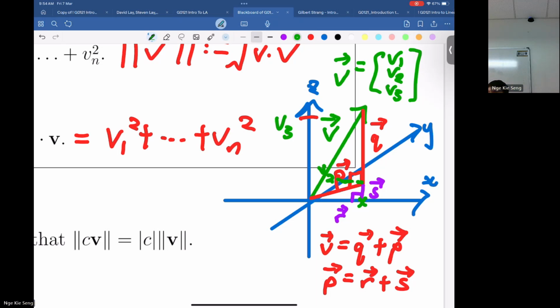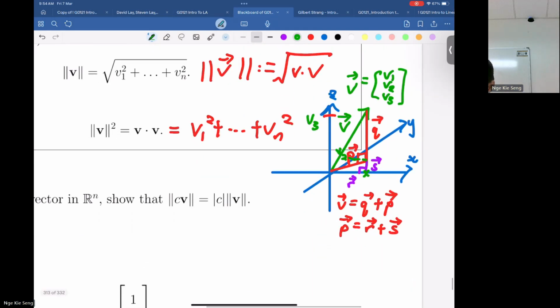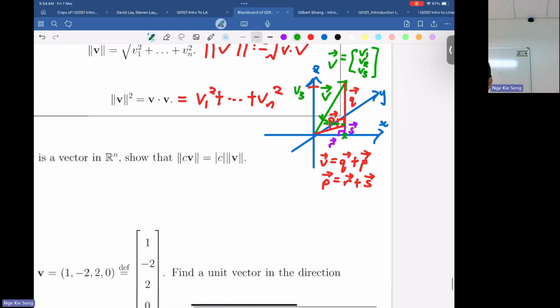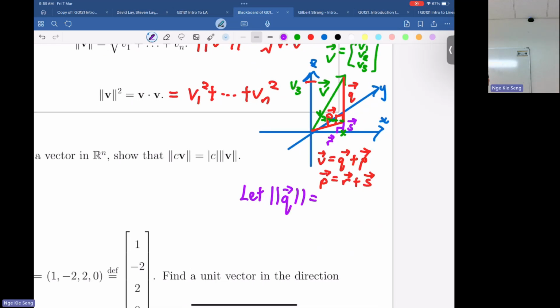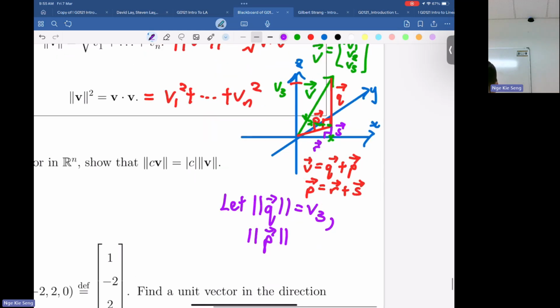That makes sense. So the height of this Q should be V3, right? So let's derive it. Derive slowly. Let the length of Q be V3. And then the length of P to be what? How do we define this length here? This length here is actually the square root of what?